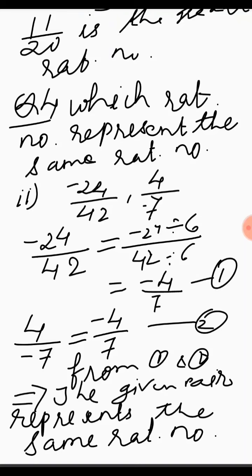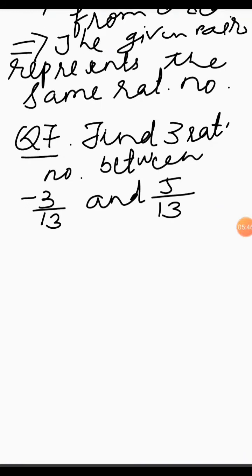You have to find three rational numbers between any two rational numbers. Okay, let's see that one. Now see children, you have to find three rational numbers between minus 3 by 13 and 5 by 13. So first of all you have to check its denominator. So the denominator here is 13 and here also 13, which means the denominator is the same.